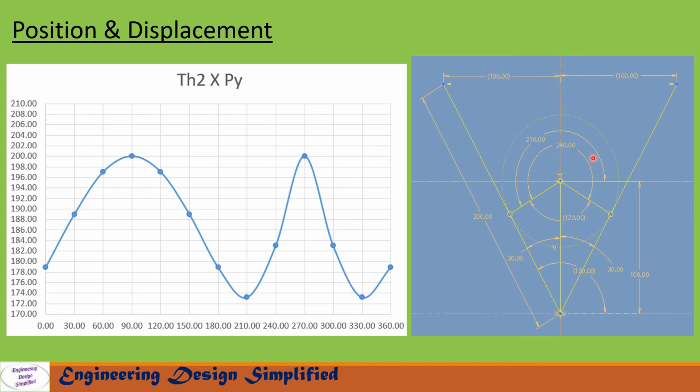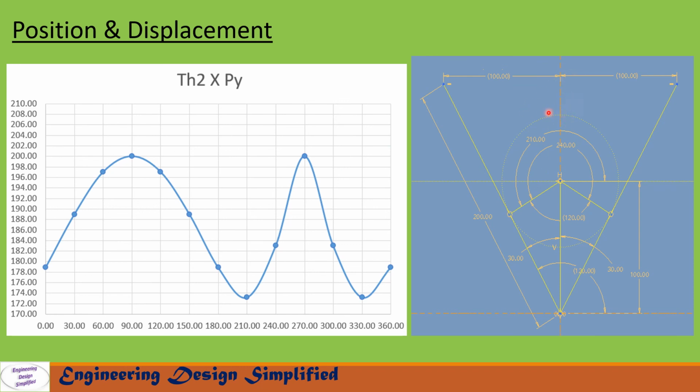So if the crank rotates further beyond 90 degrees, the py is going to fall down, and at 210 degrees approximately it is going to somewhere around 173 millimeter, that is a minimum. And as the crank rotates further beyond 210 degrees, this py is going to rise very rapidly. At approximately 270 degrees of crank angle, this line is again going to align with this axis.